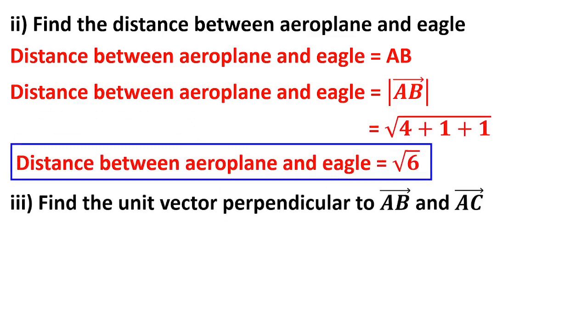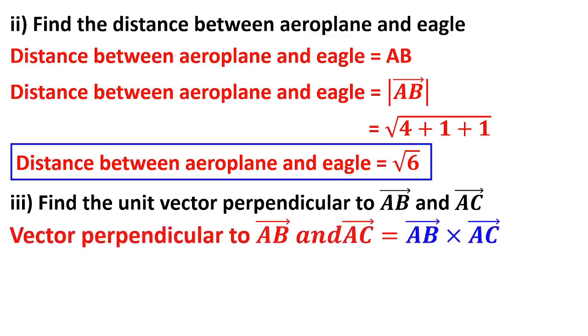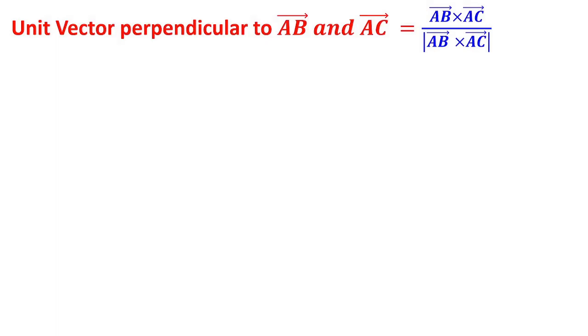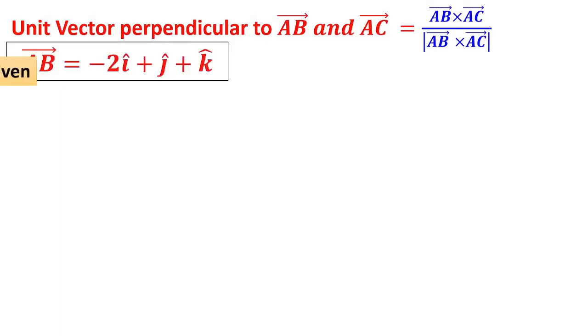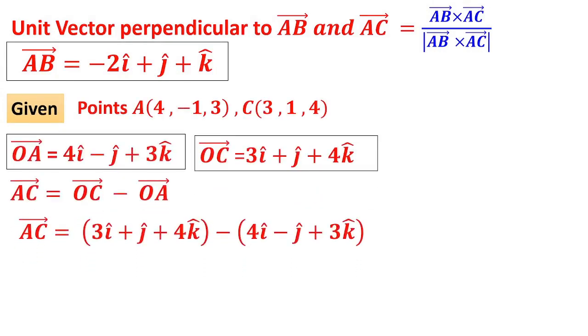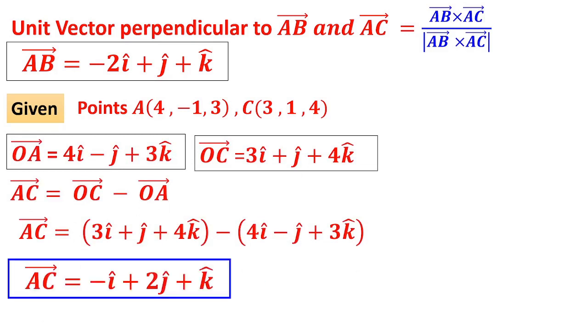Question number 3. Find the unit vector perpendicular to vector AB and vector AC. What is the vector perpendicular to AB and AC? It is AB cross AC. Therefore, the unit vector is AB cross AC by magnitude of AB cross AC. First you find AB cross AC, but we have to find AC. What is AC? OC minus OA. Therefore, we are finding AC now.